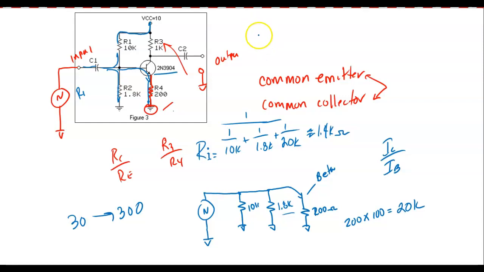So what would ROUT be equal to? Right now, ROUT is real easy because ROUT would be equal to RC. So here our output resistance for this amplifier would be 1,000 ohms. I'm sorry, yeah, 1,000 ohms.